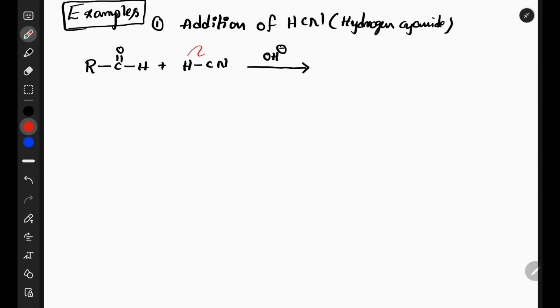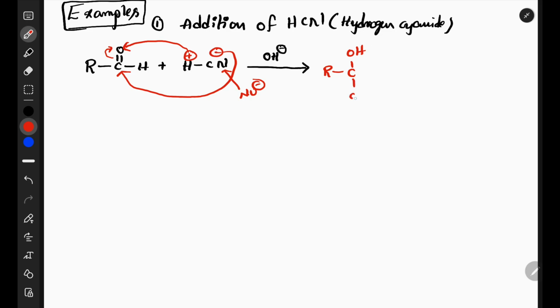The HCN can break down into H plus and CN minus. Now H plus will go and attack this oxygen. Why? Because this bond is polarized. Then CN minus comes and attacks. This is the nucleophile. Then we get R, C, OH and C triple bond N, and there is an H. This we call a cyanohydrin. There are so many applications of cyanohydrin.